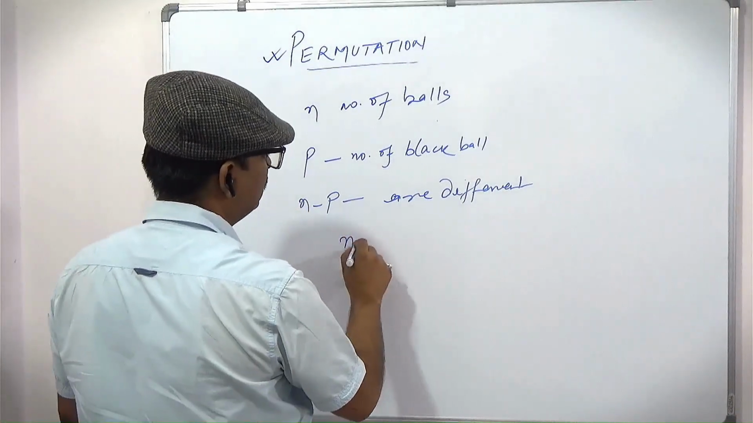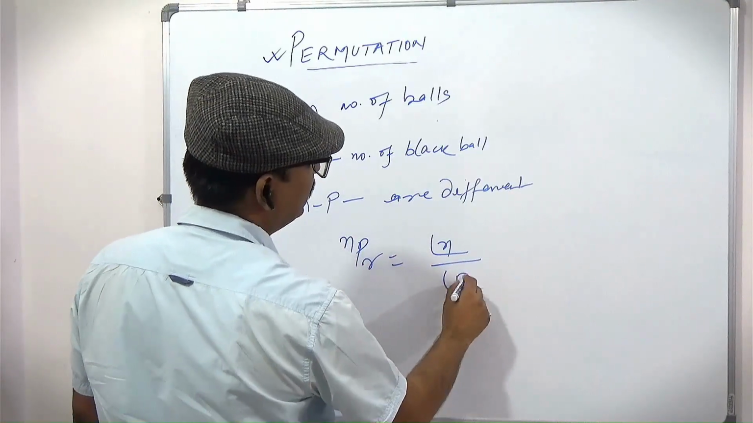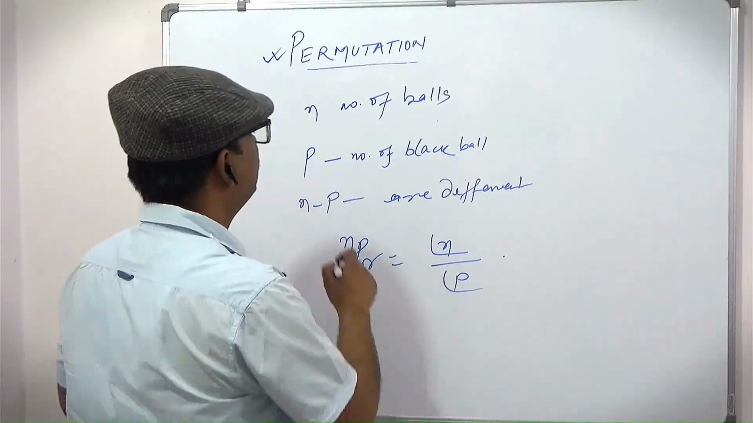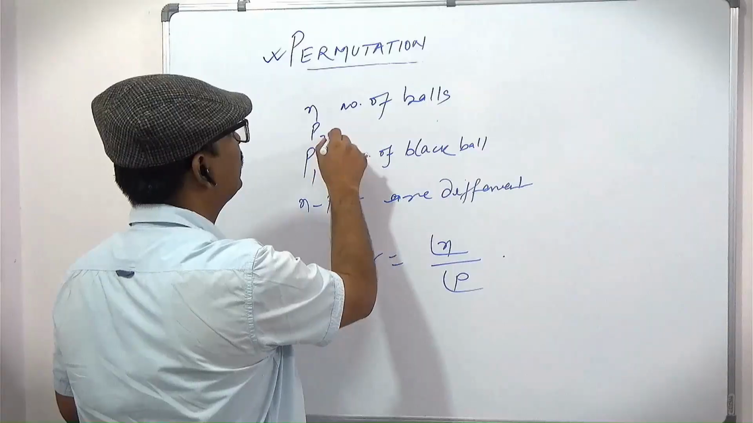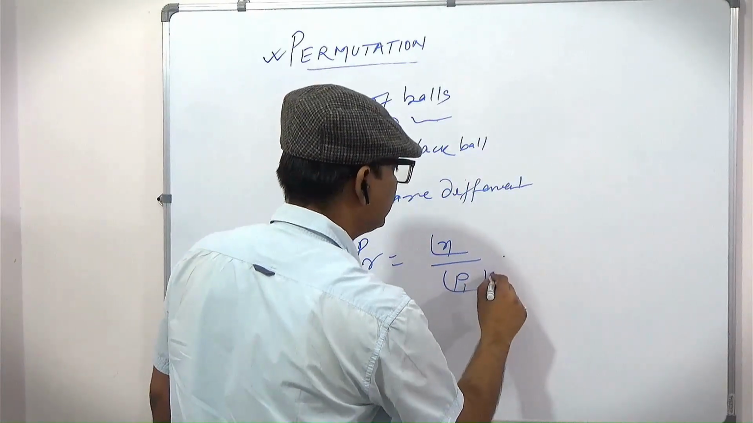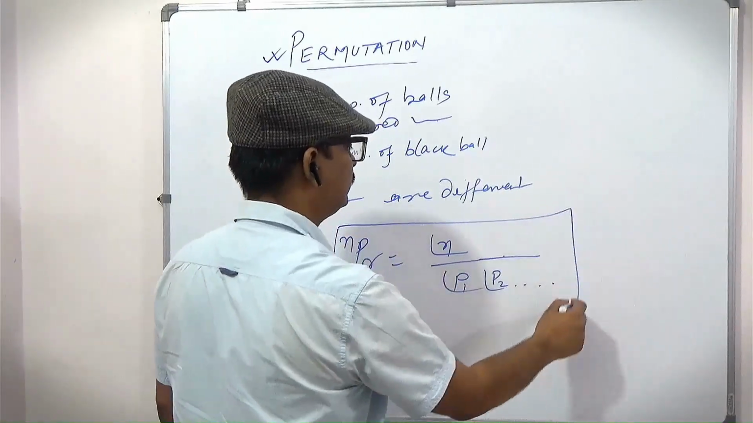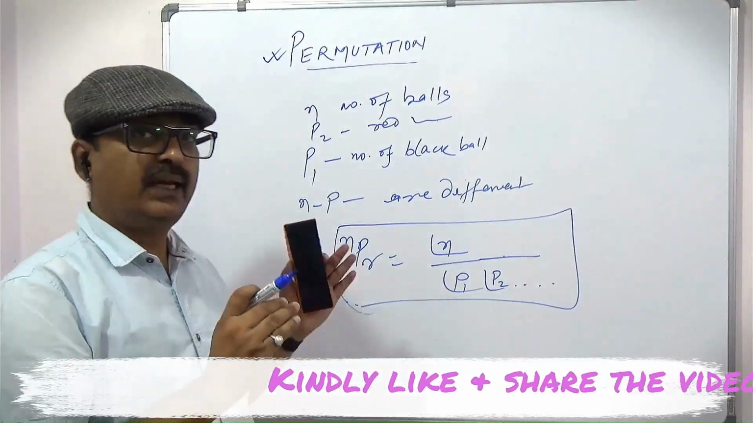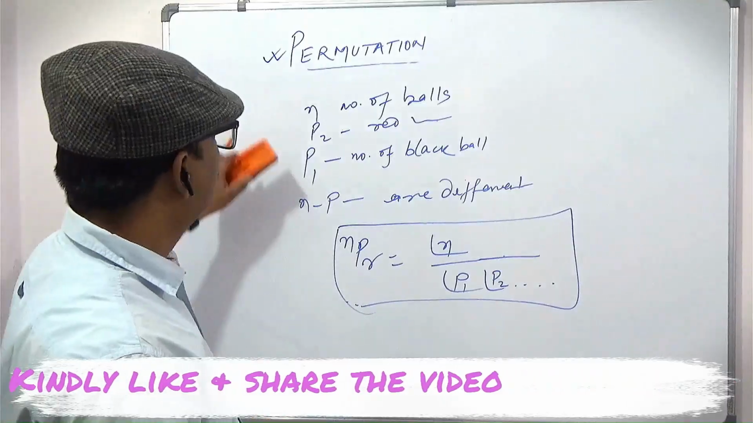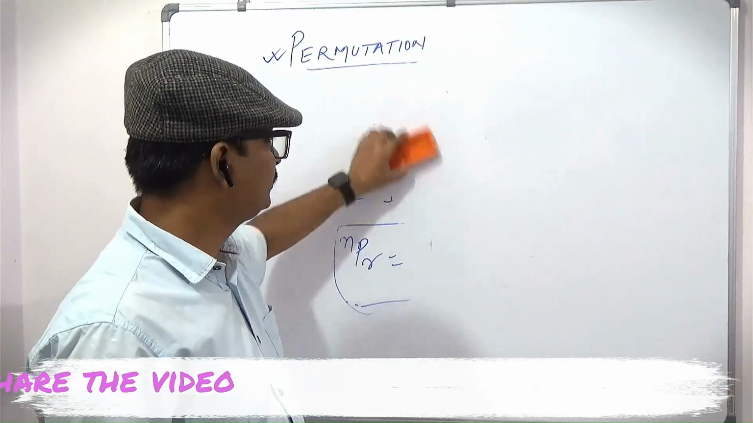In that case, the permutation will be factorial n by factorial p. Let's extend this. If we have p1 number of black balls, p2 number of, let's say, red balls, and so on, then the permutation will be factorial n by factorial p1 into factorial p2 and so on. So this is the formula when out of those n number of objects, we have certain objects of the same kind and the rest are different.